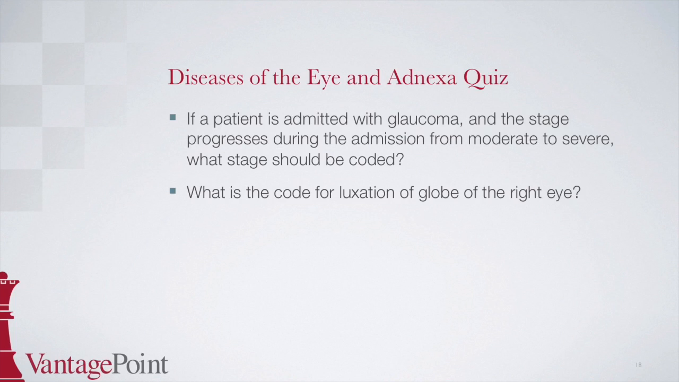The answer to our first question is severe stage, as you want to report the most critical form of the condition. The answer to the second question is H44.821, luxation of globe right eye. To locate this code, start at luxation in the alphabetic index, and indented under this is globe, non-traumatic, which points to H44.82 with a checkbox next to it indicating more digits are required. After finding H44.82 in the tabular, we see that the code for right eye is H44.821.